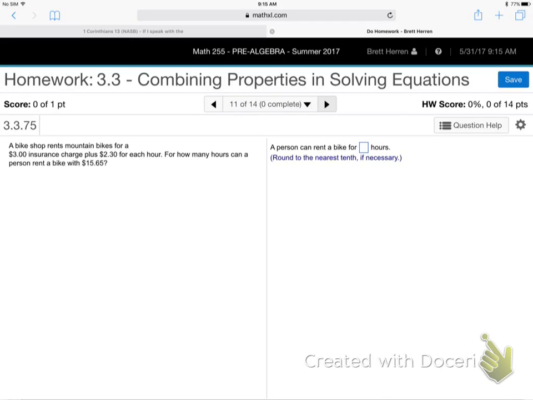Okay. A bike shop rents mountain bikes for a $3 insurance charge plus $2.30 for each hour. For how many hours can a person rent a bike with $15.65? Go ahead and solve it however you want. I wouldn't use x's and stuff. You can probably do that much easier by just using the numbers, I bet. So give that a try.